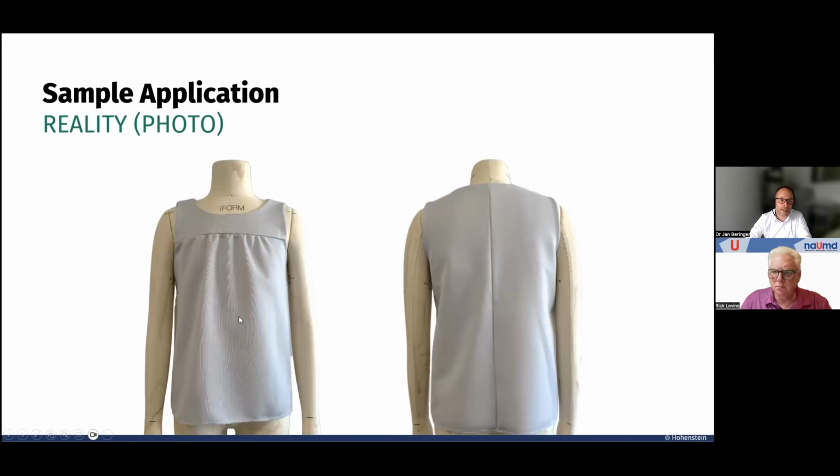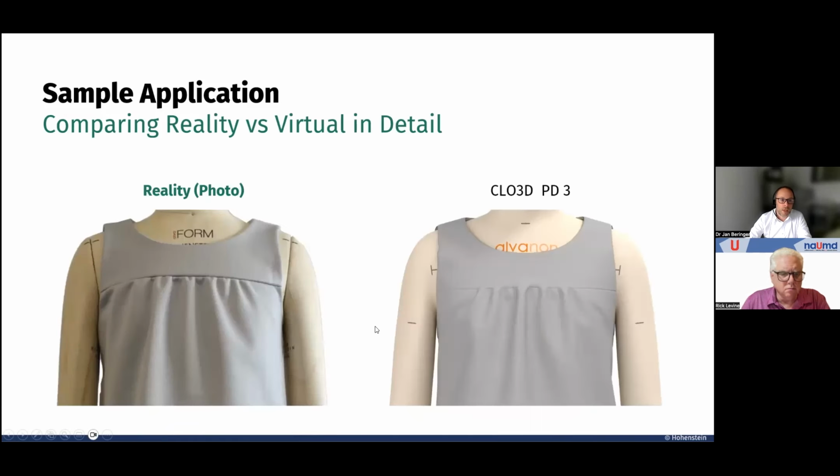So, comparing this to reality, to the photos, we took the same fabric, the same pattern, and cut and sewed the garment. You see, this is how the garment would actually look in the real world if we placed it on an avatar. Now we are comparing the reality, the photo, with the simulation, starting with CLO 3D and particle distance 3.